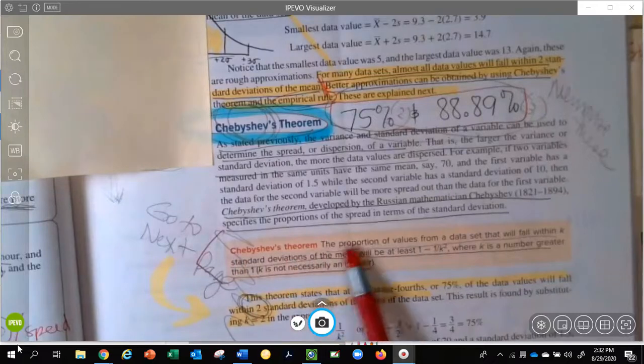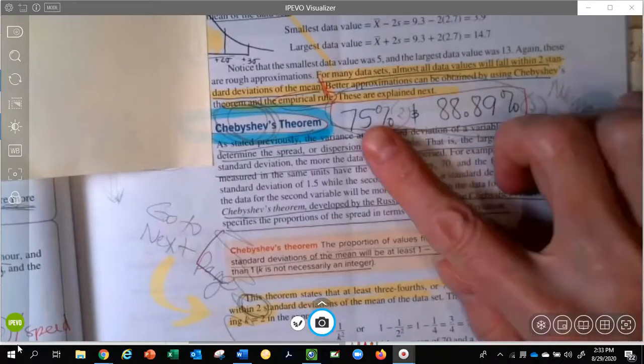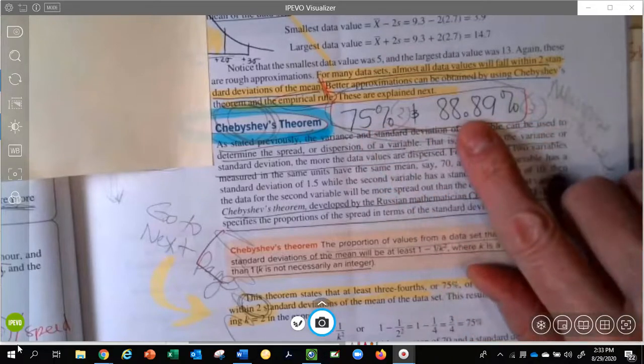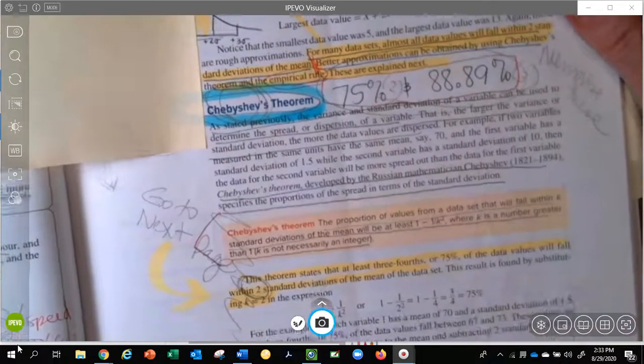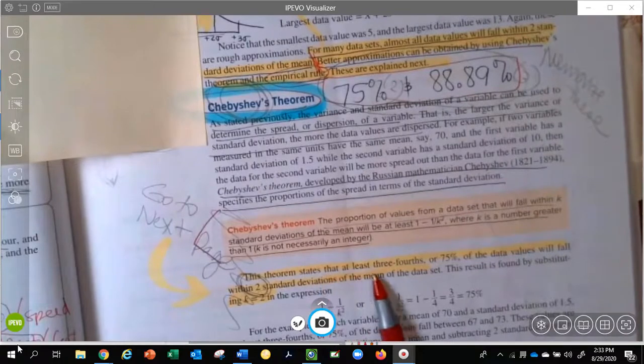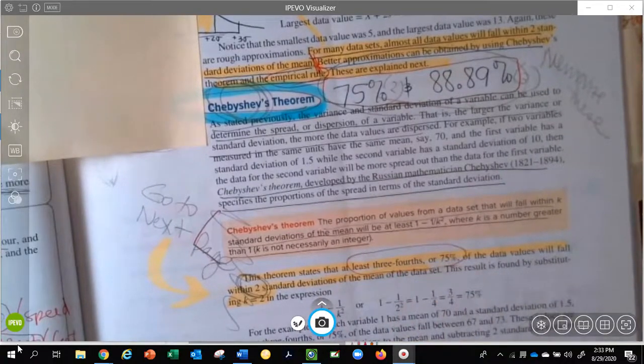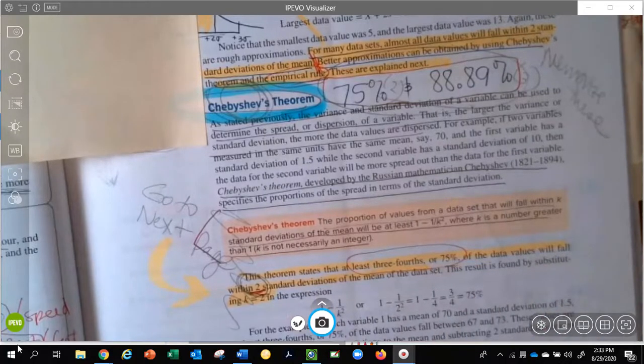Chebyshev's theorem is as listed here. You do not need to know the theorem for our class. Here's what you need to know for our class. Up here I mentioned the 75 and 88.89. The theorem states that at least 3/4, or 75%, of the data values will fall within 2 standard deviations.